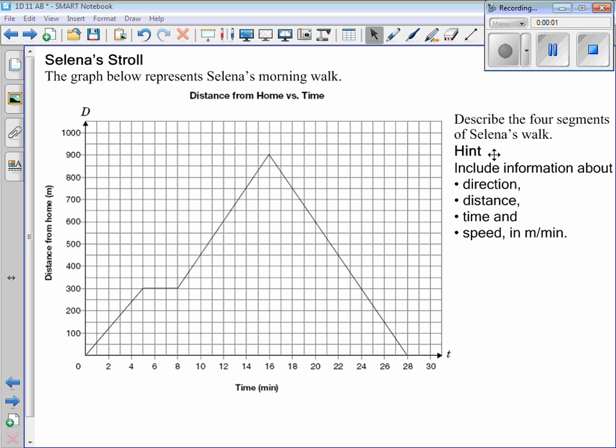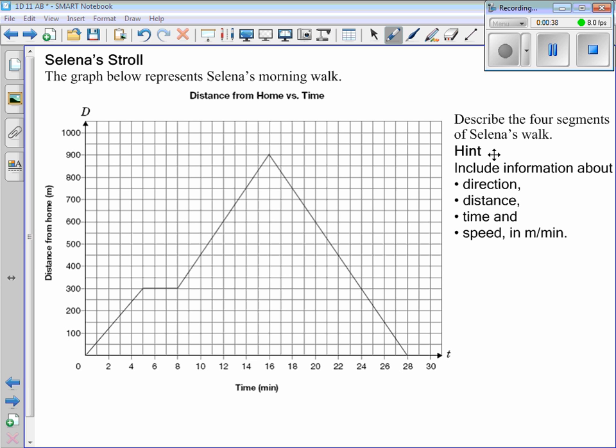Okay, this lesson is on Unit 11. We are looking at distance time graphs, and we're to the point where we want to take a distance time graph that they give us and interpret it. Basically, we want to write a little story or description that summarizes all the information given in a distance time graph. We're told the graph below represents Selena's morning walk, and we are asked to describe the 4 segments of Selena's walk, and they give us the hint to include information about direction, distance, time, and speed in meters per minute.